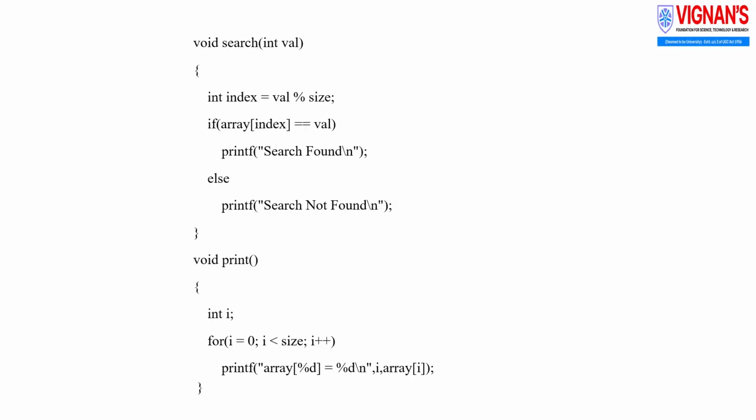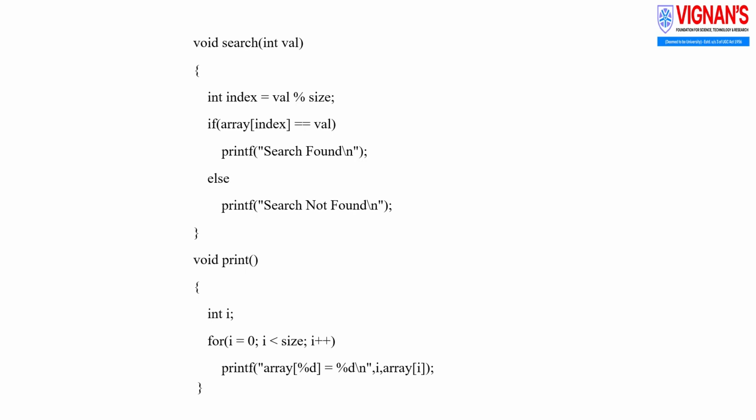The search function is used to check whether a given value exists in the hash table. First, the index is calculated using the hash function, which is the value modulo the table size. If the value stored at the calculated index matches the search value, the program displays the message search found. If the value does not match, the program displays the message search not found.